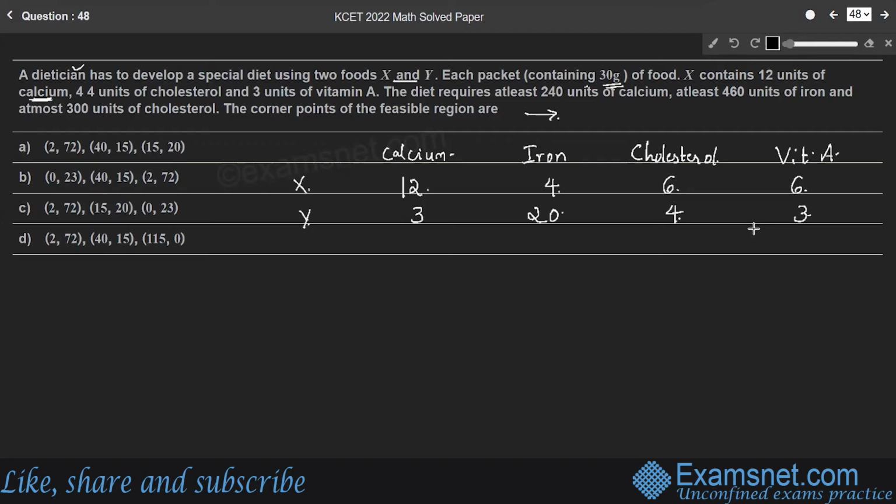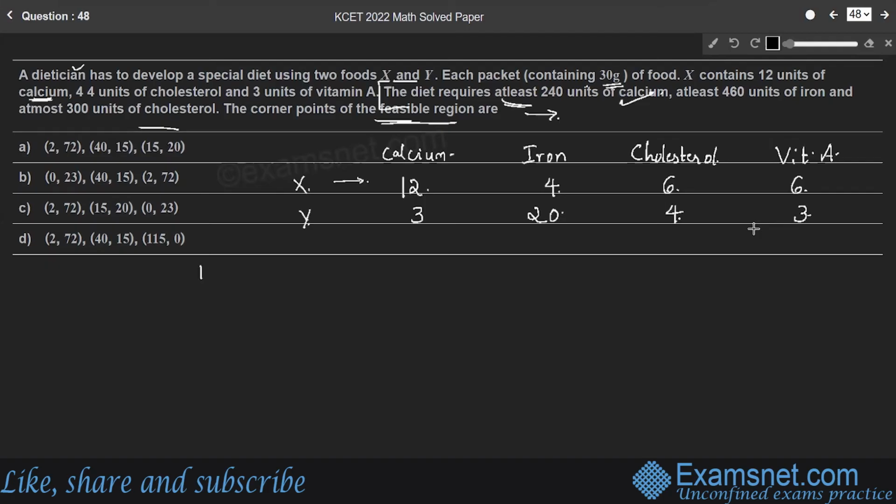The diet requires at least 240 units of calcium, at least 460 units of iron, and at most 300 units of cholesterol. So this part is correct, right? This part is correct here. The corner points of the feasible region are. So here the diet contains at least 240 units of calcium. So food X contains 12 units of calcium, right? Therefore, totally it contains 240 units.